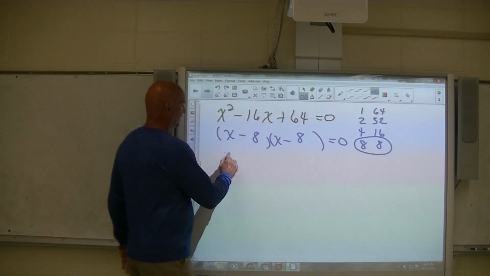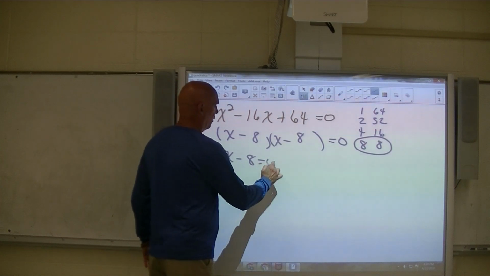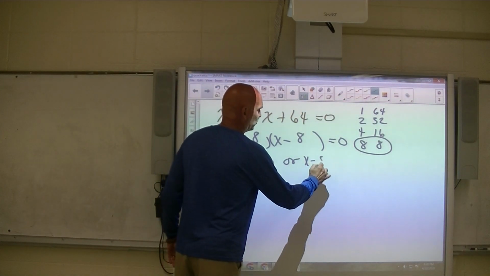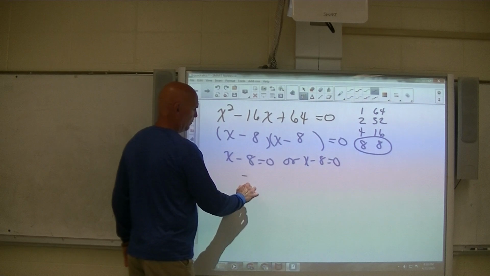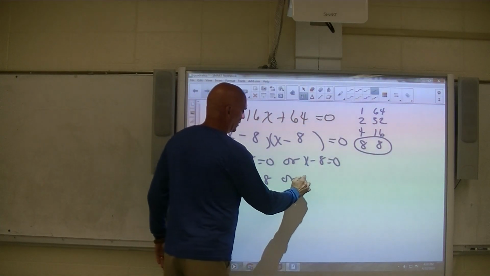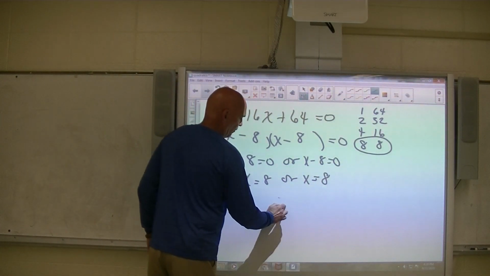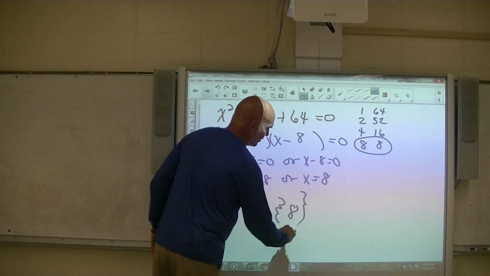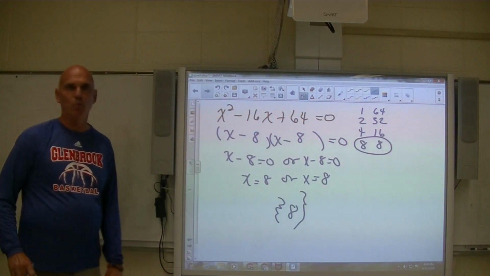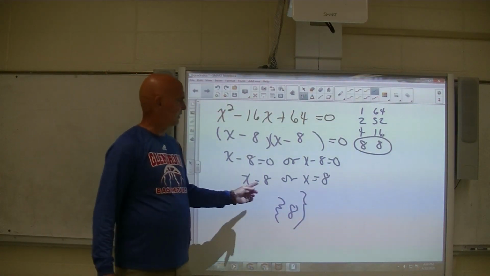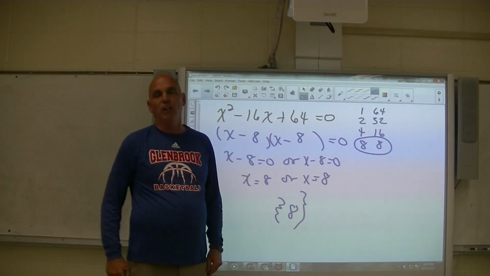All right, so x minus 8 equals 0, or x minus 8 equals 0. So both of them are exactly the same, right? So guess what? x equals 8 or x equals 8. So the moral of the story is there's only one answer to this. It's called a double root, okay? It appears twice, so x is equal to 8, but you don't put it twice, you just give one answer.